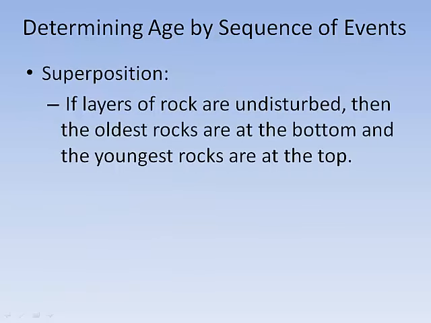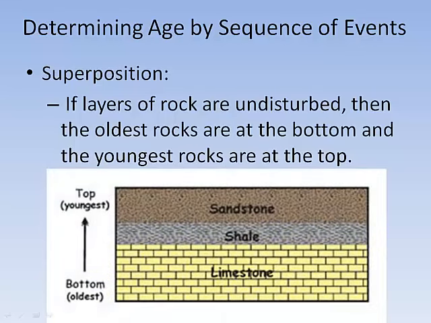The first one we're going to talk about is superposition. And that's really pretty simple. If we have layers of rock that haven't been disturbed, the oldest rocks are going to be at the bottom and the youngest rocks are going to be at the top. Think about it this way. If you made a giant pile of something, the oldest stuff in your pile would be at the bottom, and the things you put on the pile last would be at the top. That's basically the idea behind this. The oldest layers of rock are at the bottom, the youngest are at the top, if the rocks haven't been disturbed.